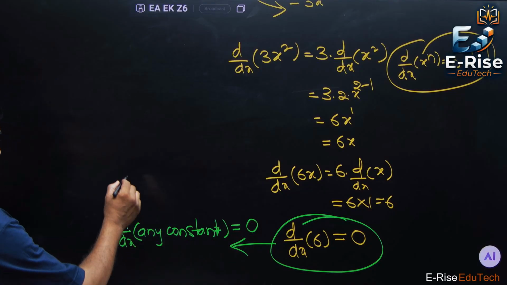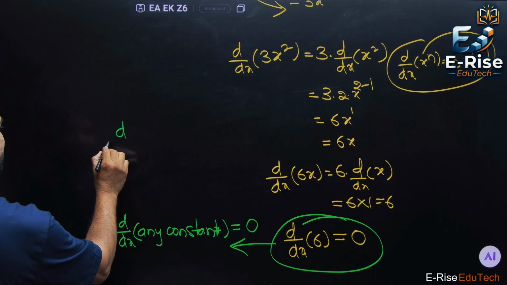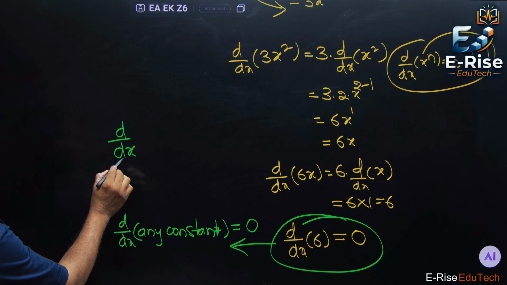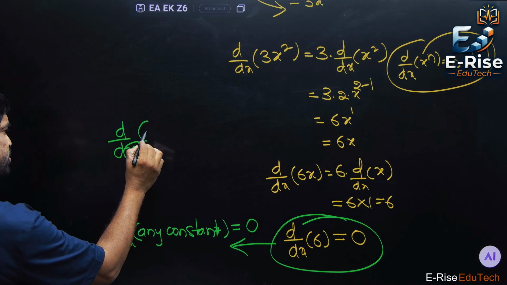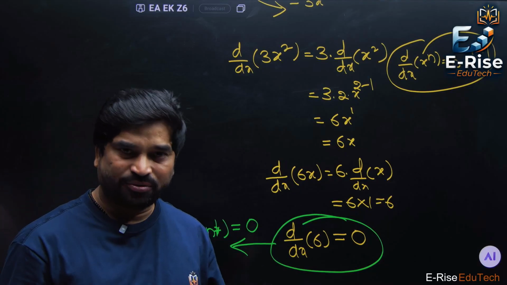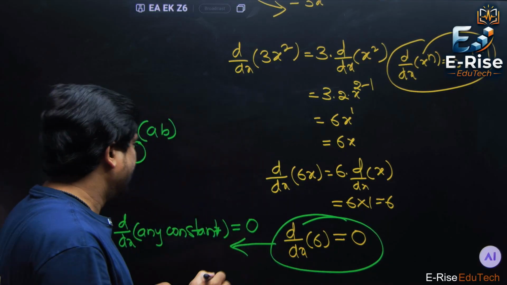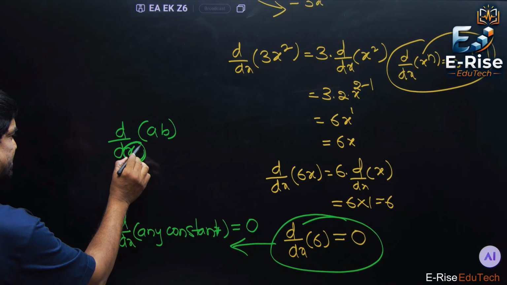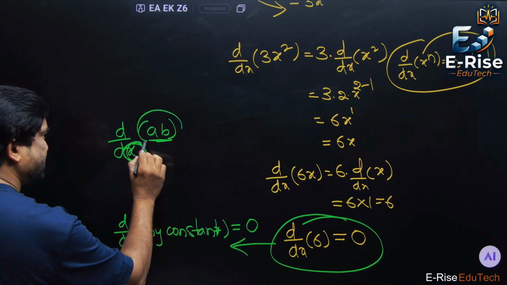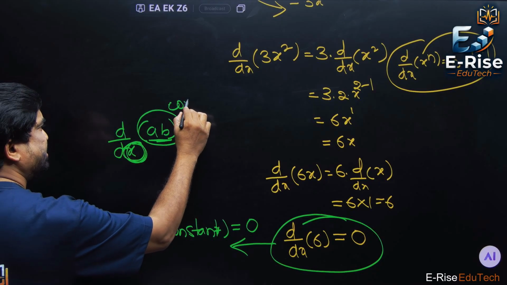See here, we write d by dx. d by dx means differentiation with respect to x. Suppose we have a b there. Is this a constant or not? These are very important points. So x is not there. Differentiation with respect to x, but x is not there in the given equation. This is like a constant.